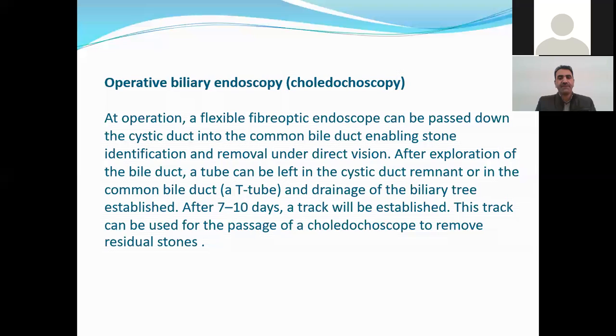A tube can be left in the cystic duct remnant or in the common bile duct, called a T-tube, and drainage of the biliary tree is established. After 7 إلى 10 أيام a track will be established. This track can be used for passage of a choledocoscope to remove residual stones. Okay, شباب.